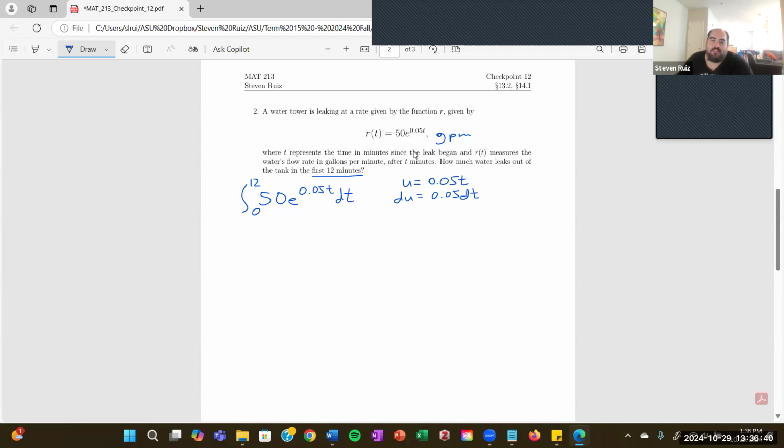Now I'd like to solve for dt. How do I solve for dt? Divide both sides by 0.05. So that means dt is equal to, what is 1 divided by 0.05? That should be 20 du.